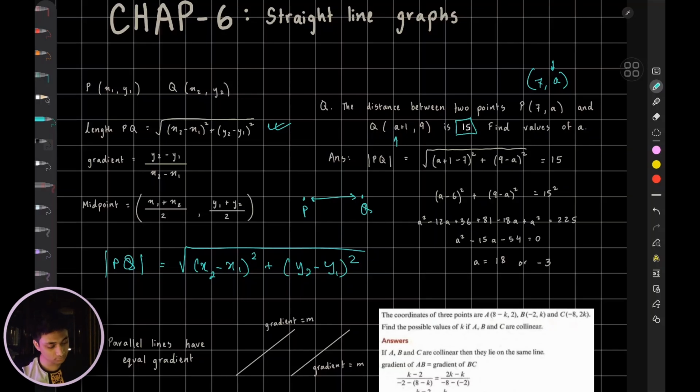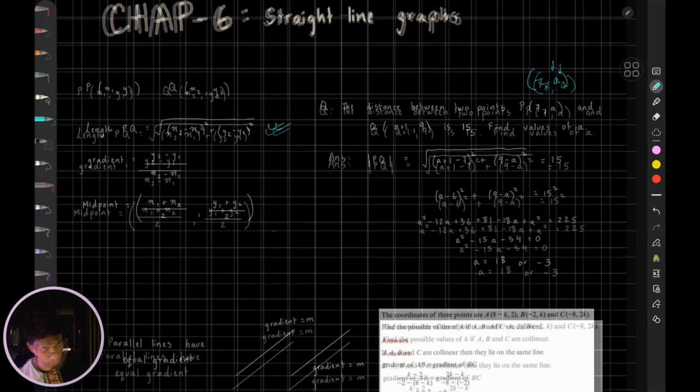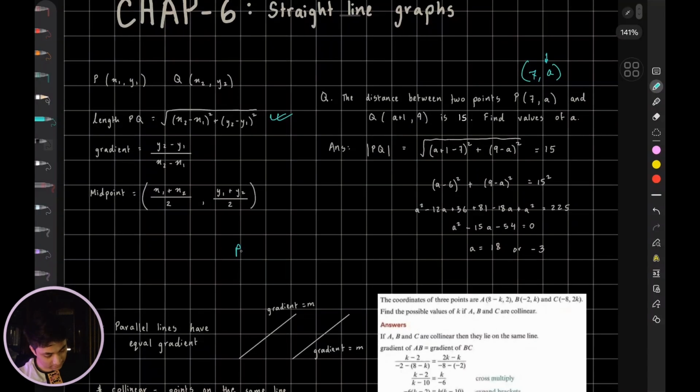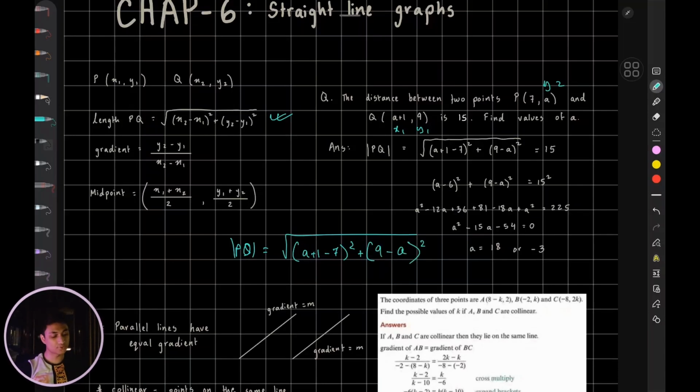How do you do that? Use the formula directly. So you're going to find out the distance between both of those points. So you're going to say the distance between PQ is going to be given by root over my x1 minus x2. So I'm considering this to be my x1. That is a plus 1 minus x2. That is 7 whole square plus my y1 minus y2. So it's going to be 9 minus a whole square.